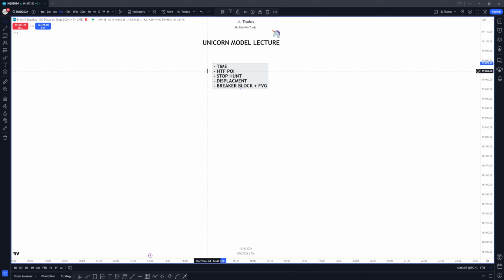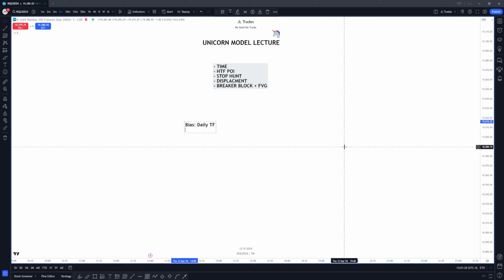Higher time frame POI is always going to come from your narrative time frame. You should have 3 time frame alignments: one for daily bias, one for your narrative, and the third one is your entry function. So let's talk about time frame alignment. If you're executing on the 5-minute as your entry function, bias should be coming from the daily, narrative comes from the 1-hour time frame, and your entry should be on the 5-minute.